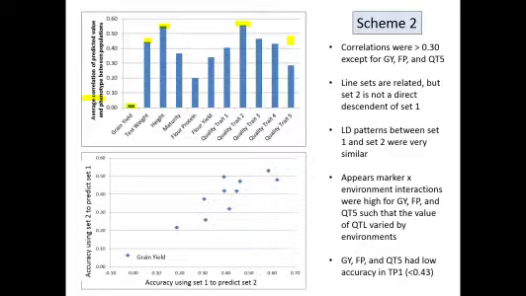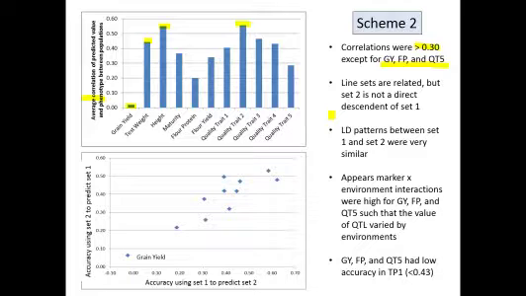And you have to remember, you look at some of these correlations and say they're not that great, but do remember that phenotypic correlations between lines in different environments are also not always that great. So here our correlations were greater than 0.3 for all traits except for grain yield, flour protein, and the fifth quality trait. It's important to note here that the lines in each of these sets are related, but set 2 is not a direct descendant of lines in set 1, and of course vice versa.